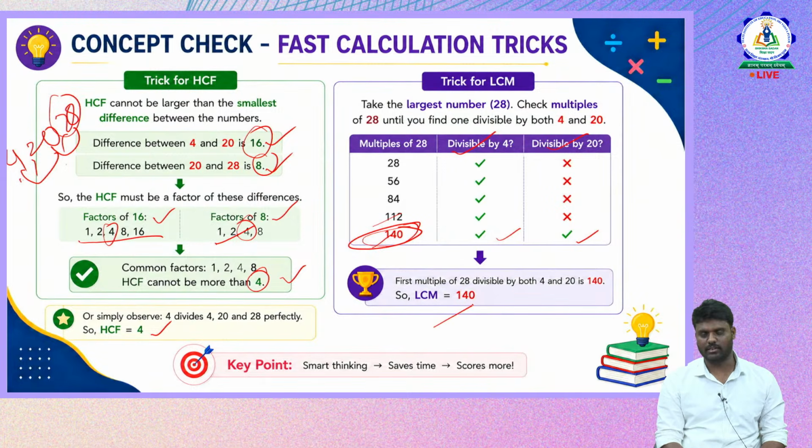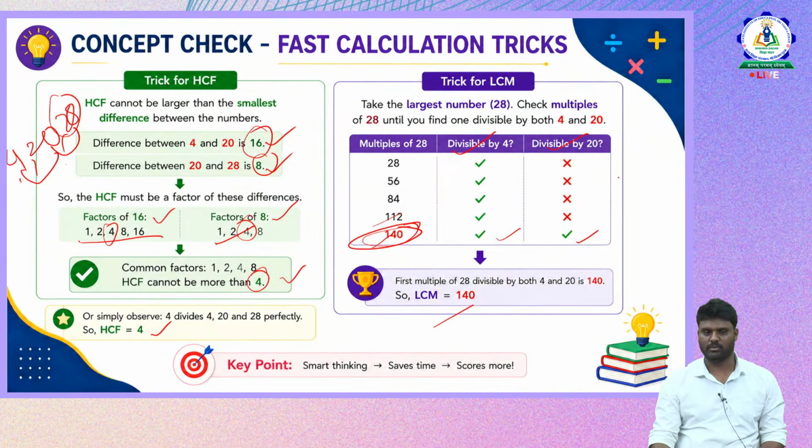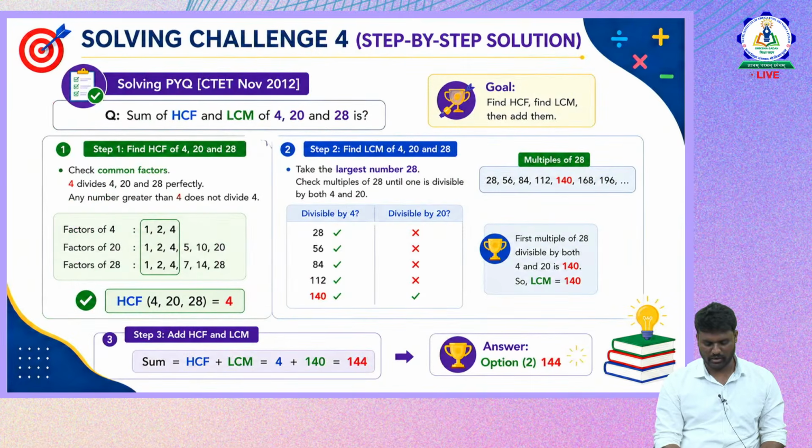Or if you find this difficult, we can also go back to the factorization method, the division method. By using that also we can identify the LCM. Now what they're asking is the sum of the HCF and LCM of 4, 20 and 28. We got the HCF as 4, and the LCM of the given numbers is 140. When you add both, we get 144. So option 2 is the correct answer.